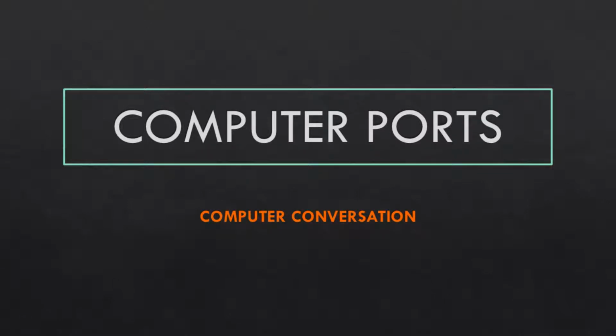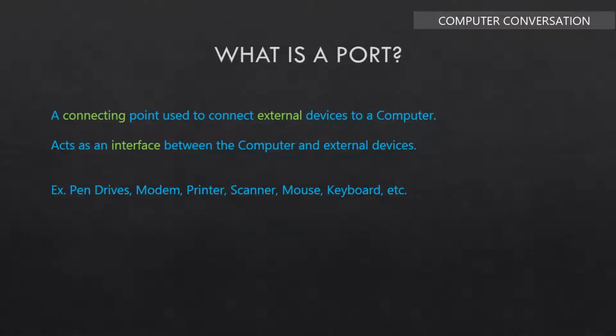In this video, I will be discussing some important ports present in the computer system. So without any delay, let's start. So what does a port mean? A port is nothing but just a connecting point using which we can connect external devices with the computer. We can say that ports act as an interface between the computer and the external devices. Basically, there are slots on the motherboard where we connect those external devices either by using cables or directly. Some external devices are external hard disks, pen drive, modem, printer, scanner, and most importantly, mouse and keyboard, etc.